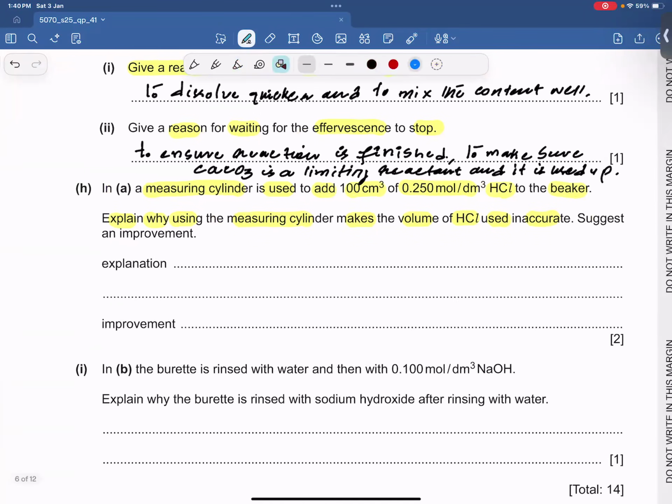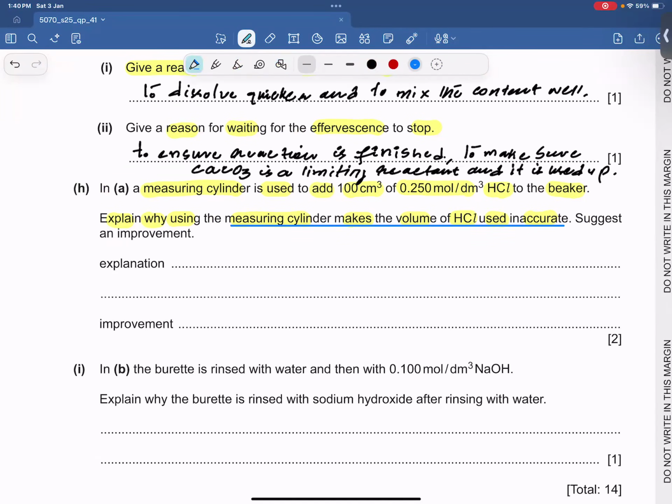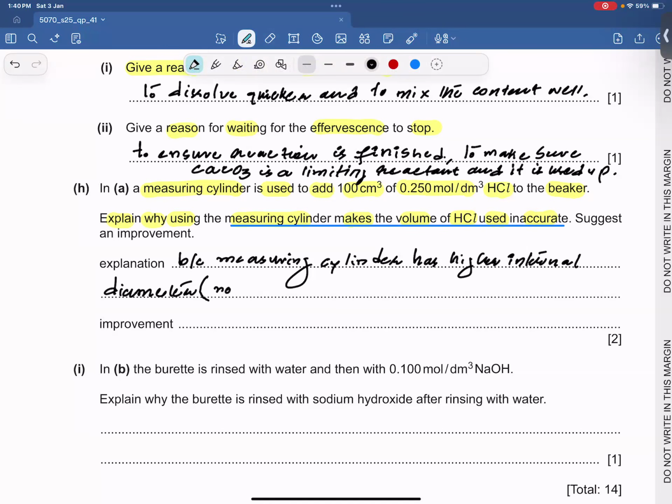So the measuring cylinder is inaccurate because it has a higher internal diameter, and in terms of science we can say it does not have a higher resolution, so it cannot determine accurate volume.